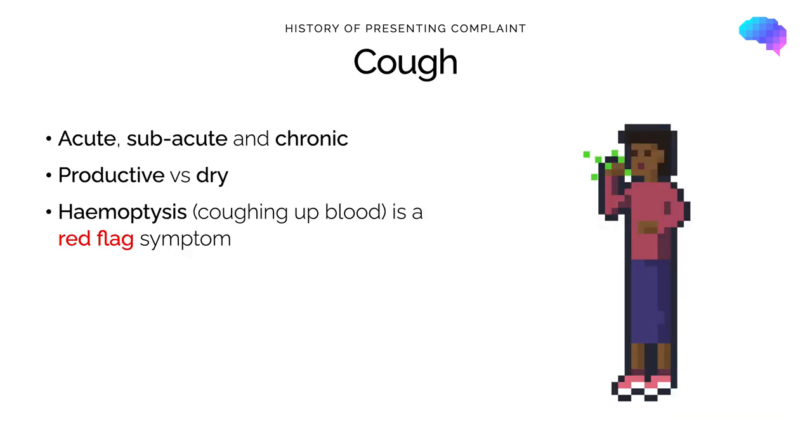Our next key respiratory symptom is cough. Cough can be categorized into acute, subacute, and chronic, and this relates back to asking the patient about the onset and the time course of their symptom.